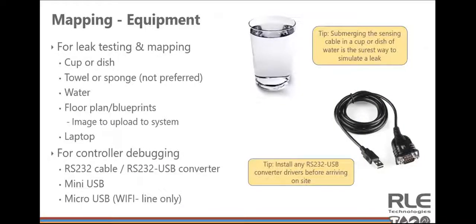All right, so what do you need when you want to go about commissioning or mapping this system? Well, I think the best way to go about it is with a cup or dish of water. It's just the surest way to ensure you're getting a consistent leak reading. We've seen people use towels or sponges, which is okay, but it's just not preferred. If you do go about using it, just make sure when you wring it, water is dripping out and you're sure that there's a solid leak in the system.